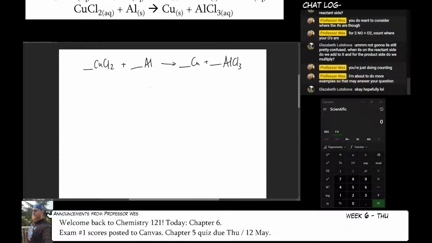There we go. So we got this. We'll split this down the middle here. We got copper, chlorine, aluminum. There you go.